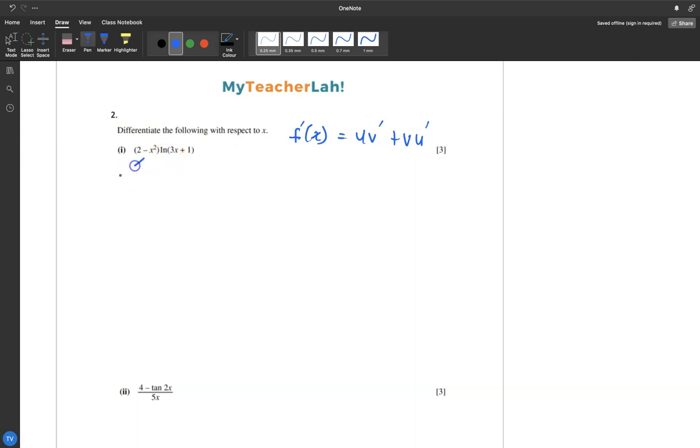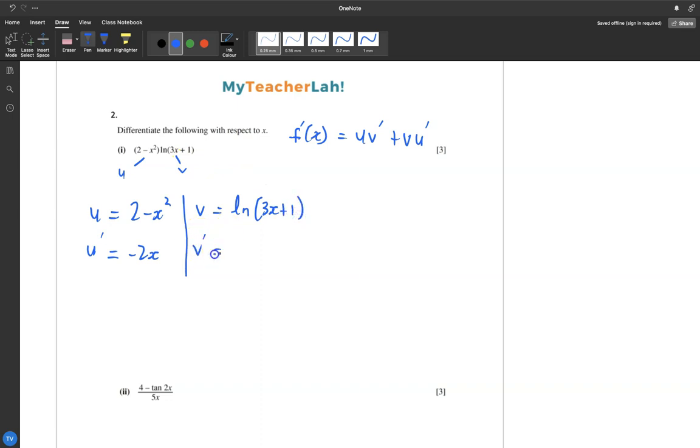So I'll tend to take this as u and this as v. All right, so the first step I usually do is to take out the u and equate this so that it's very clear. Then I differentiate the u. I should get negative 2x in this case. And v, I should be getting this one. So I just write that up clearly.